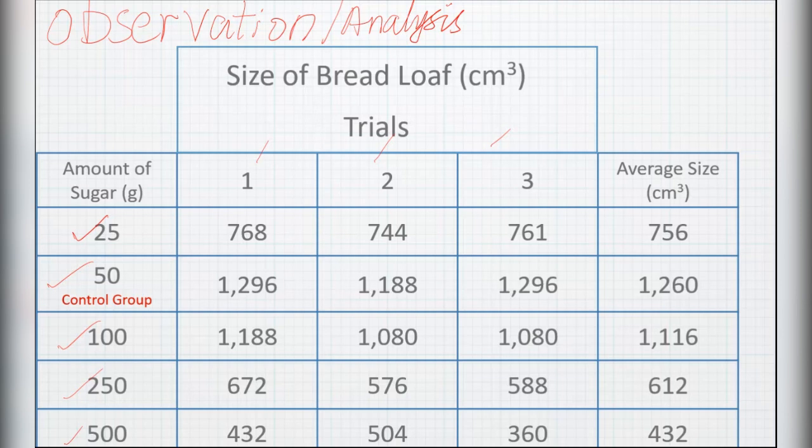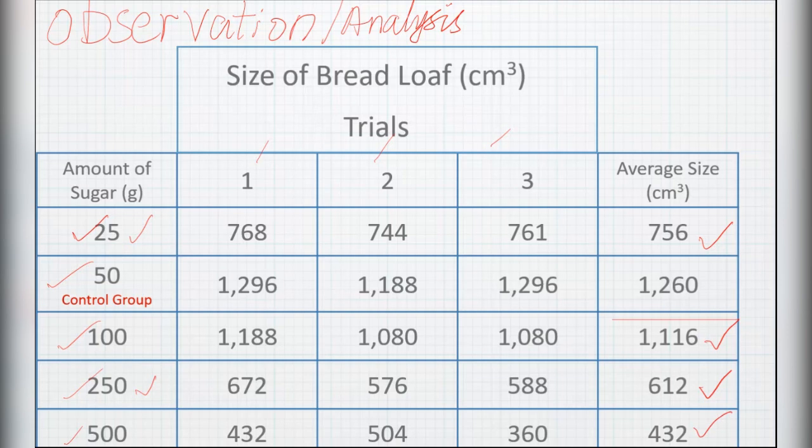So 25 gram of sugar is giving average size of bread loaf 756 centimeter. 100 gram, the size of bread loaf is 1116 cubic centimeter. 250 gram of sugar, he got the size 612. 500 gram of sugar gave the average of 432. See these 3 numbers.